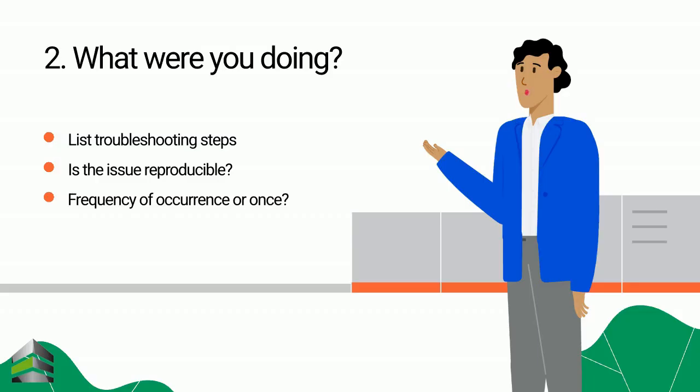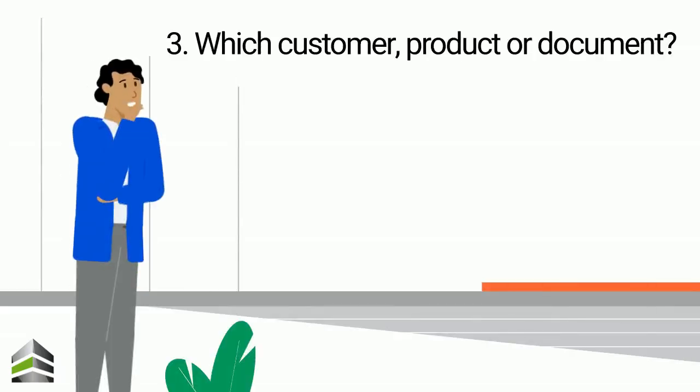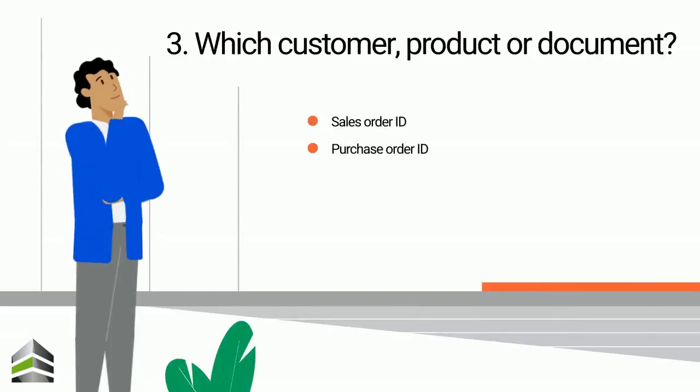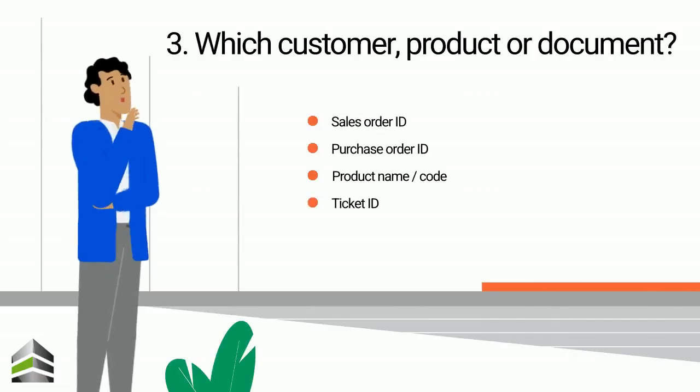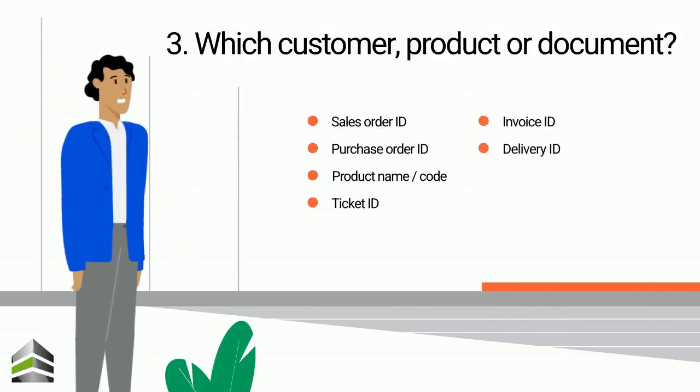We also need to know whether the issue happens every time or only in one specific case. If it is repeatable, that helps us test and isolate the cause. The third important point is reference data. We need to know exactly on which record the behavior occurs.